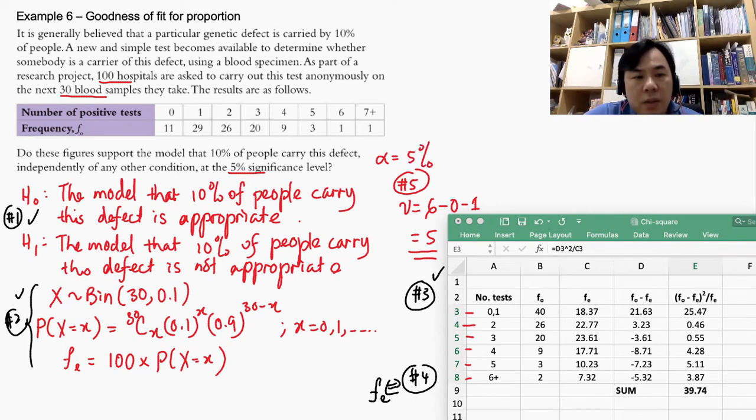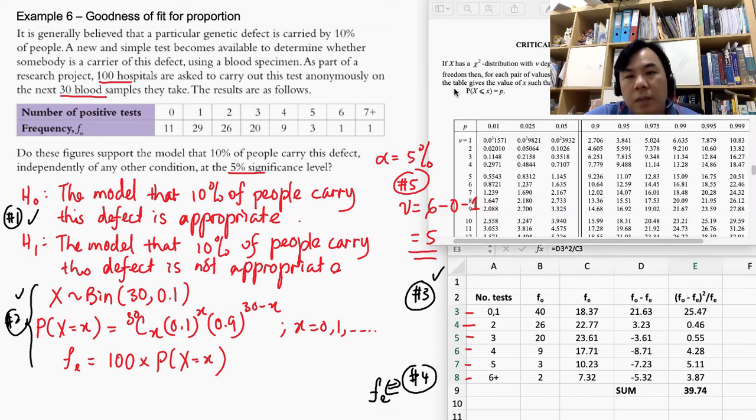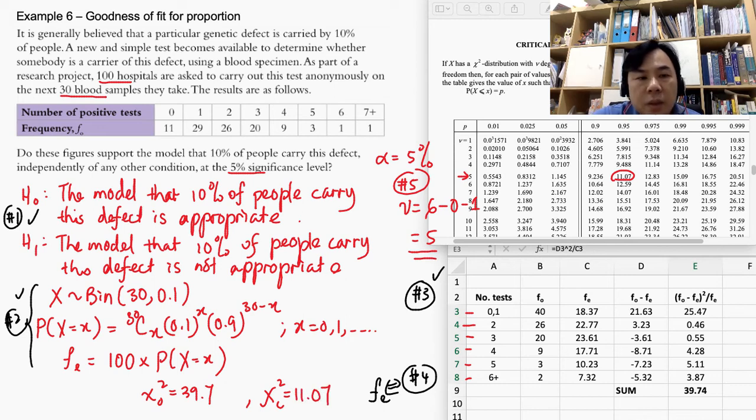Once you have done this, we are ready. We are going to refer to our MF19. From here we are supposed to look at 95%, degree of freedom equal to 5. So we found that the critical chi-square is 11.07, which I'm going to write down here. So our observed chi-square is 39.7, whereas our critical chi-square is 11.07 here. So from here it is pretty clear that we can conclude it directly.